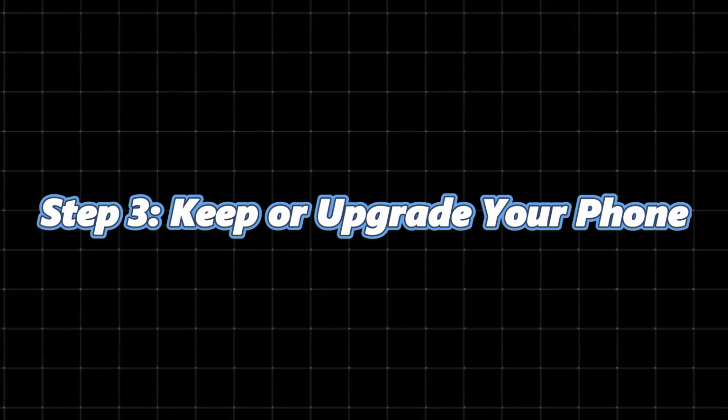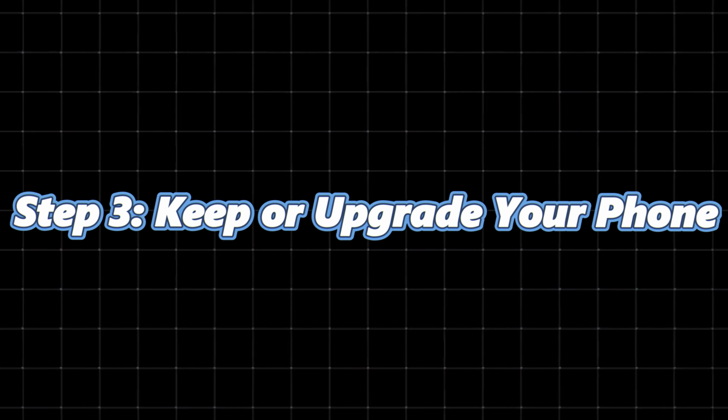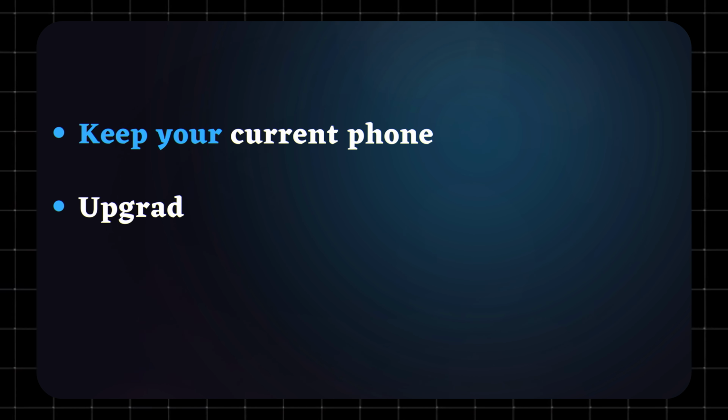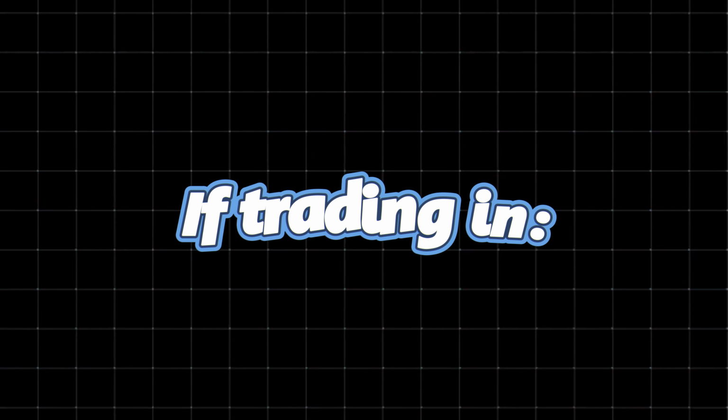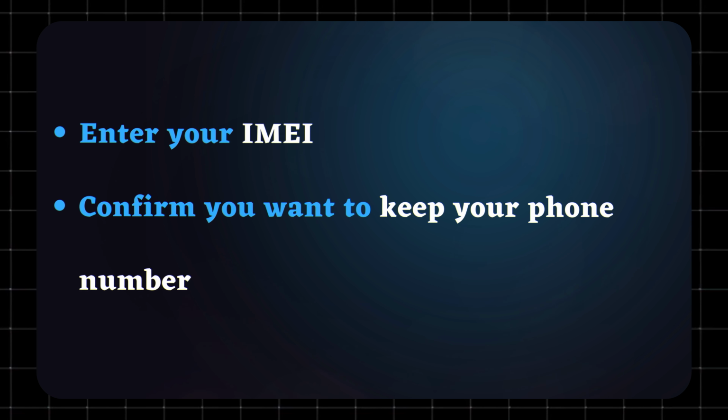Step 3. Keep or upgrade your phone. You can keep your current phone or upgrade to a new one. Delay your upgrade for up to 90 days. If trading in, enter your IMEI. Confirm you want to keep your phone number.